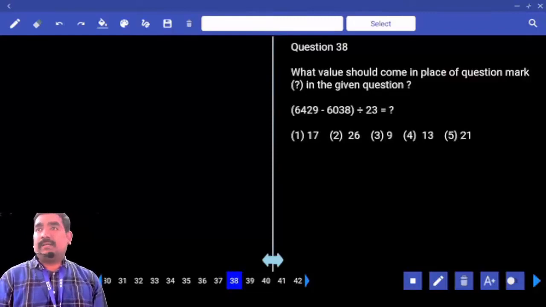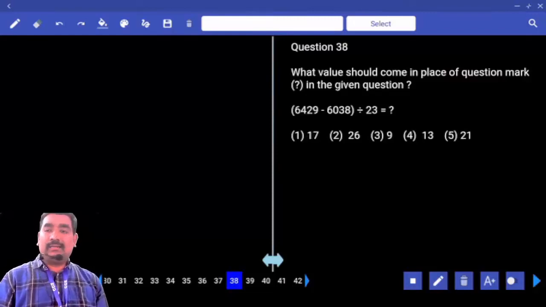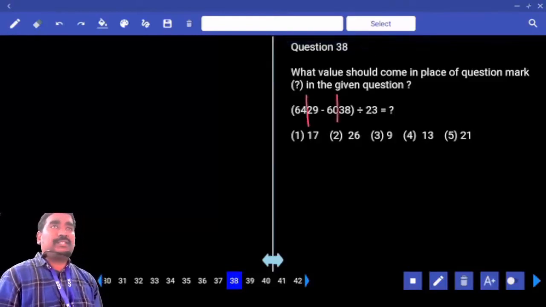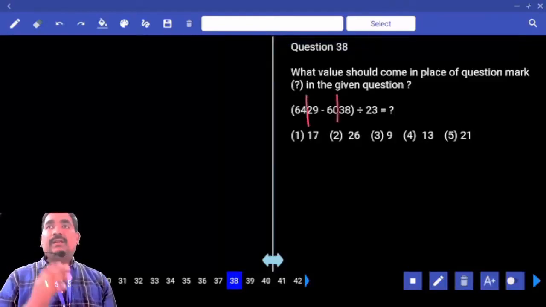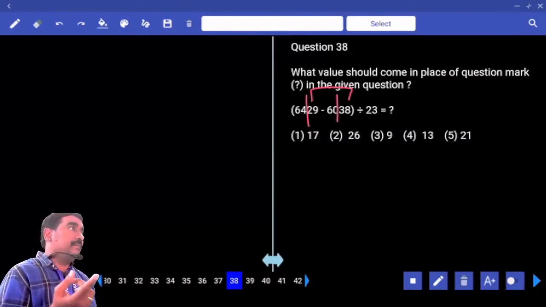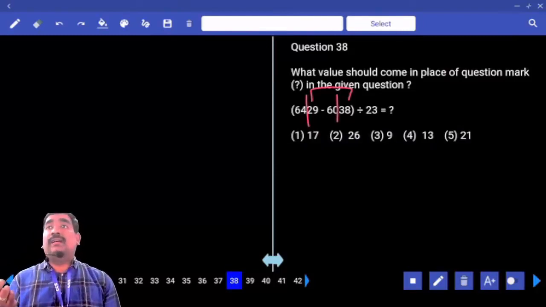Split it and then subtract it. 64 minus 60. 4 means 400. 29 minus 38. Minus 9. 400 minus 9.